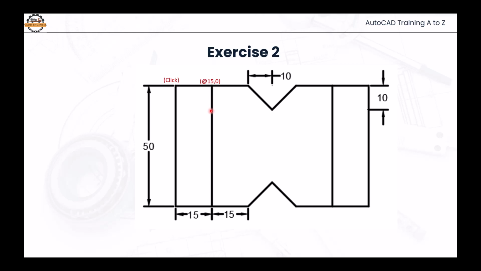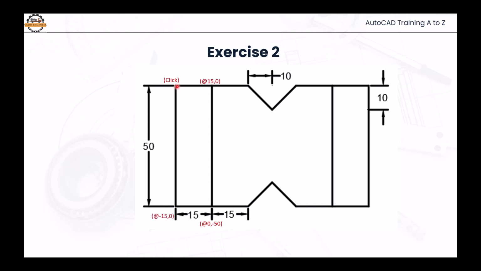Now we are moving in negative y direction. To this point we have to come. So we know the total length of this line is 50 and in x we are not moving anything. So @0,-50 will be the value. Now we have to come to this point. So we are moving in negative x direction, so y will be 0. So the coordinate will be @-15,0.